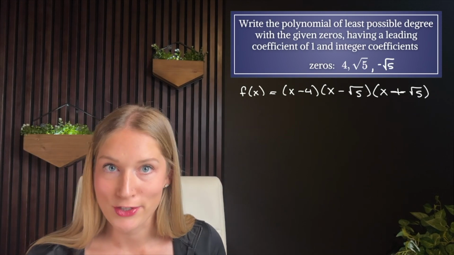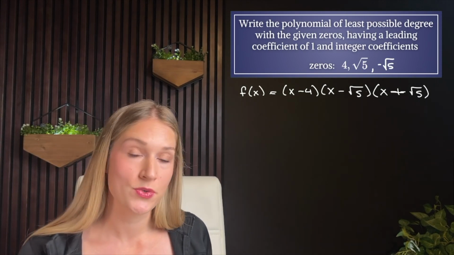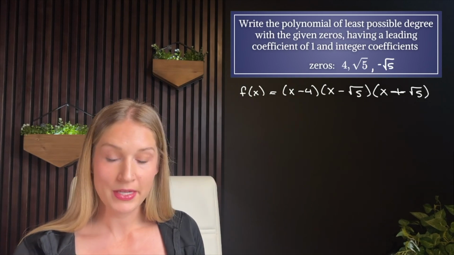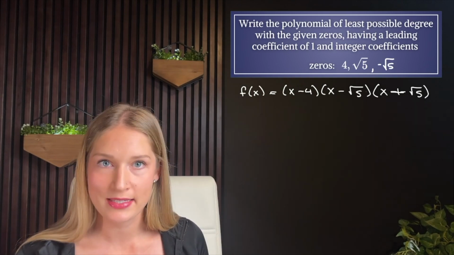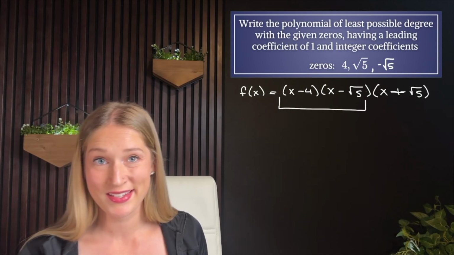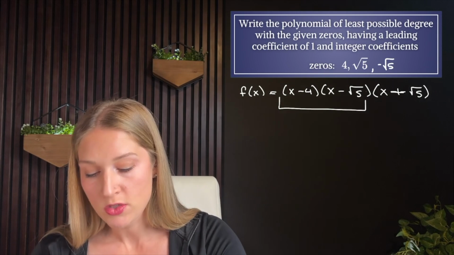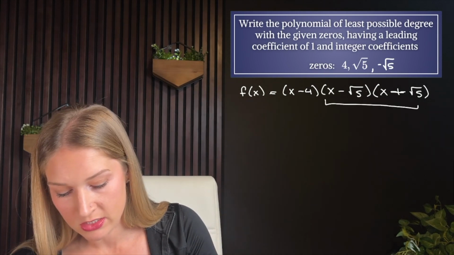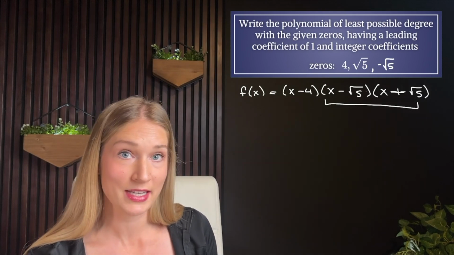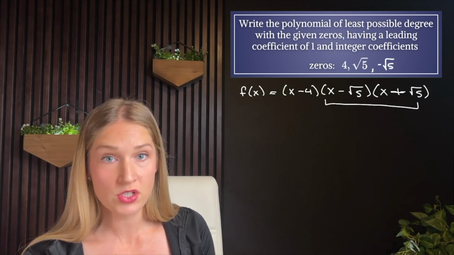Word to the wise here, always distribute the two that have the radicals first, or the conjugates first, because those are going to simplify super nicely really quickly. If you do these two first, it's going to be pretty nasty for a minute. So I'm going to go ahead and simplify these two. The whole point of that negative rad 5 was to cancel the positive rad 5. So this should simplify nicely.